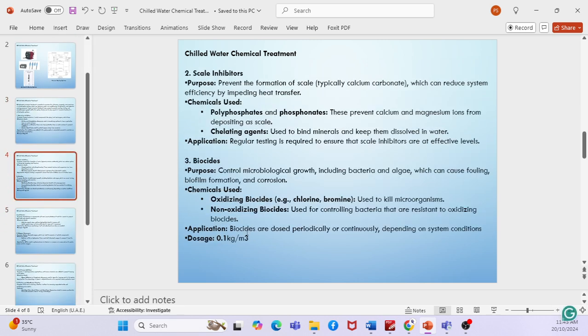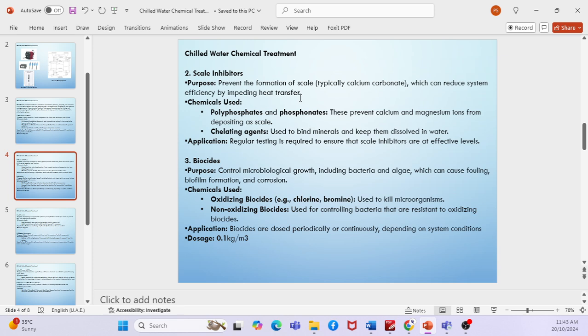Yes, okay. Next one you can call the scale inhibitor. The purpose, you can say, is to prevent formation of scale, typically calcium carbonate, which can reduce system efficiency by impeding heat transfer. If there is a lot of scale, that scale will go into the coil, or it will block the coil. We will see that in the coming slide.